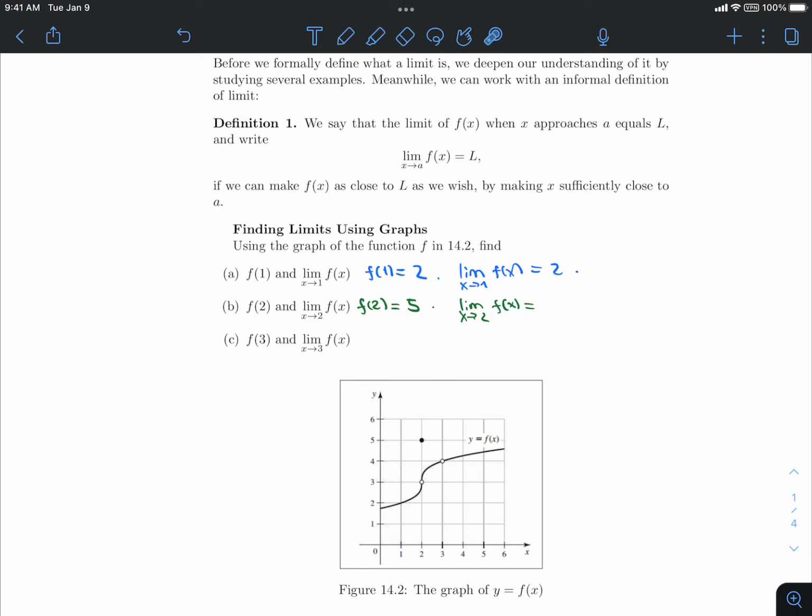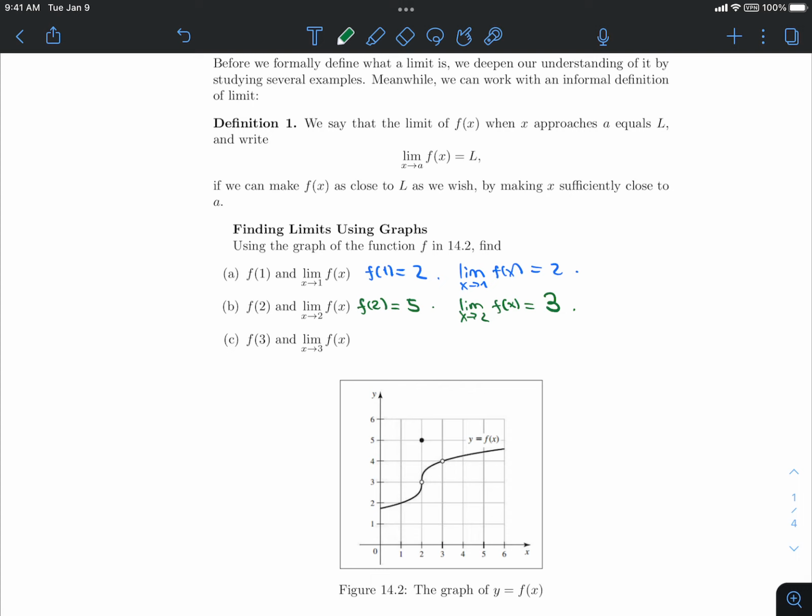What would happen if I plugged in x equals 2.1? What would f of 2.1 be? That's the question. Or not necessarily 2.1, it could also be 1.9 or 1.99, something very, very close to 2. Graphically, I can see that if I follow this graph, before I actually reach 2, I'm getting closer and closer to 2, I get close to 3 and not to 5. So the limit is 3.